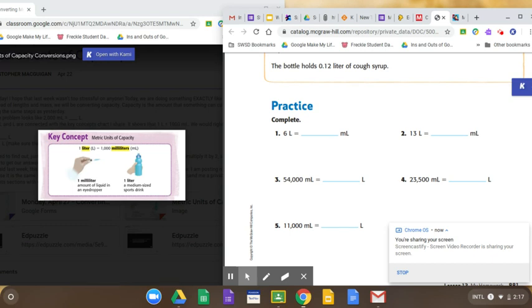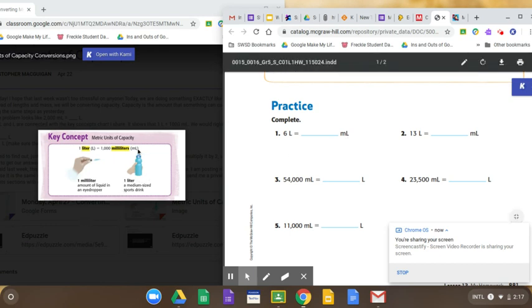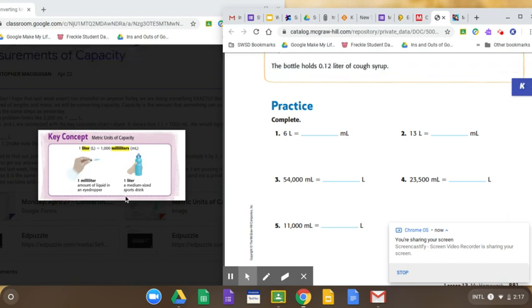So they show you on this picture that the amount of liquid in an eyedropper is 1 milliliter, and 1 liter is a medium-sized sports drink. So if you put 1,000 little tiny milliliters of the eye drop, you would fill up that whole sports drink. So when we're looking at this one here, we've got 6 liters, and you're trying to figure out how many milliliters that is. So you're thinking about if there were 6 of these bottles, how many milliliters would fill 6 of those bottles?